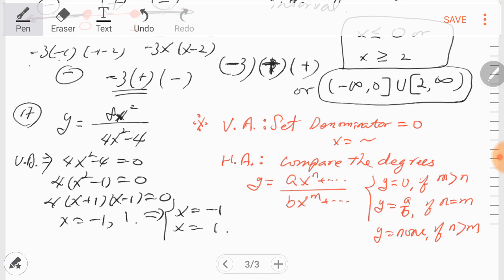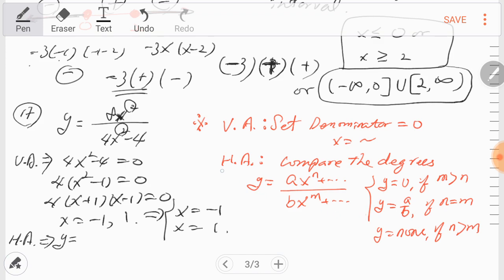How about the horizontal asymptote? Check the degrees. The degree of the numerator and the degree of the denominator are the same. They are both squared, right? So the horizontal asymptote, the horizontal line, is y equals. The equation of a horizontal line is y equals, not x equals. So y equals what? 8 over 4.